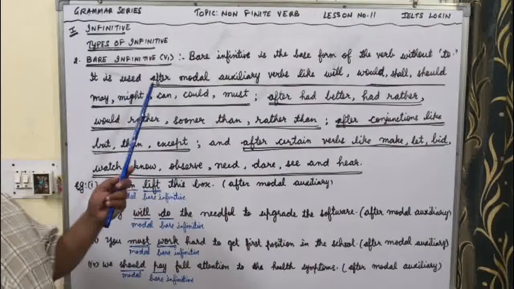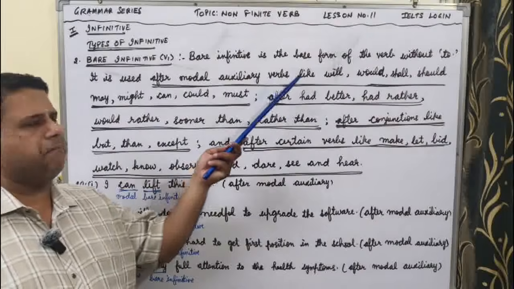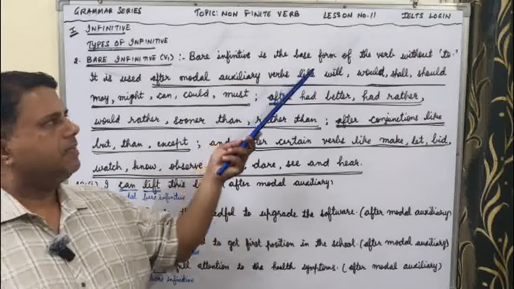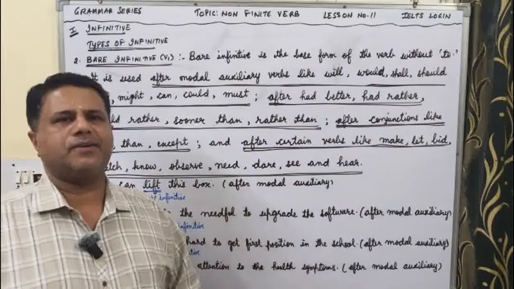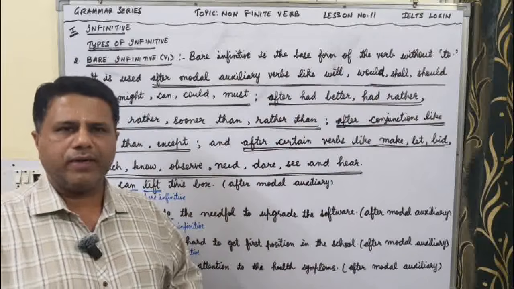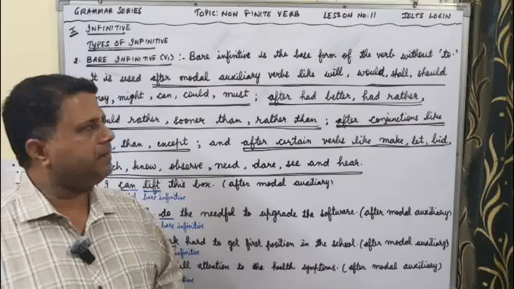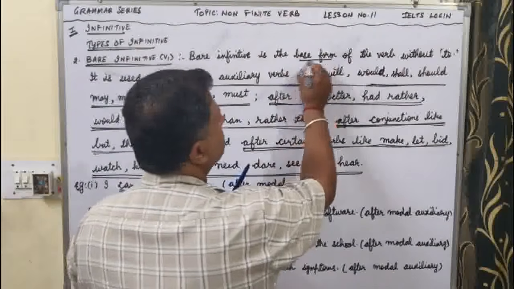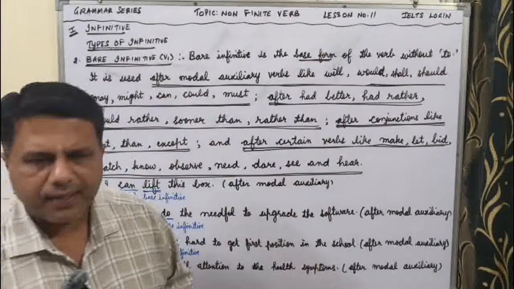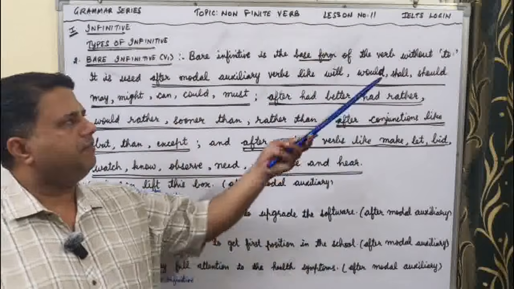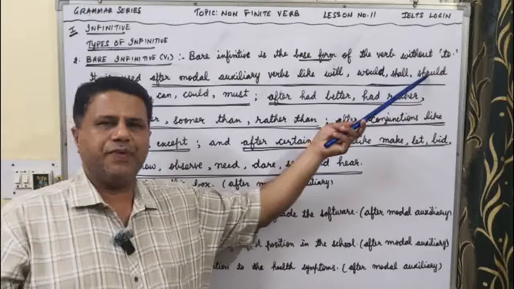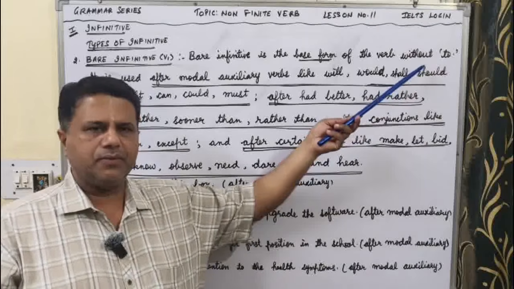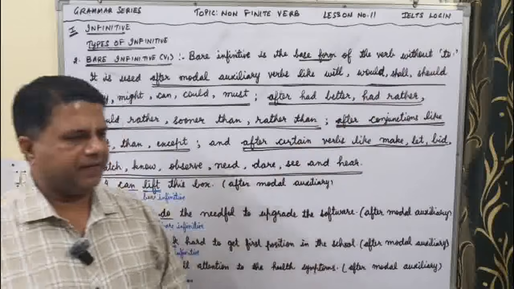See, bare infinitive is the base form of the verb. Base form means first form of the verb without any changes. No s or es, no ing, no ed, no other change will be there. Only the base form should be there. So bare infinitive is the base form of the verb without to. If it is with to, it is called to infinitive. If it is without to, it is called bare infinitive.